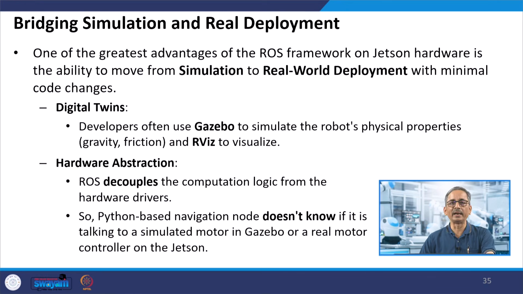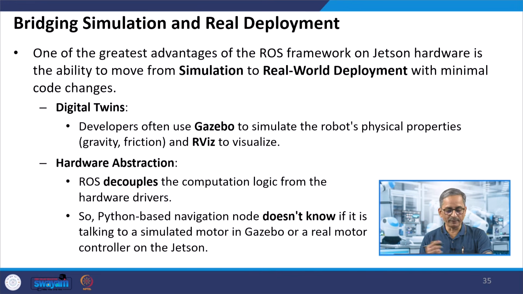Then, bridging simulation and real deployment. One of the greatest advantages of the ROS framework on Jetson hardware is the ability to move from simulation to real-world deployment with minimal code changes. Towards the end of the course, we will be seeing a live demonstration of this ROS deployment on the real robot. We have a lecture for that.